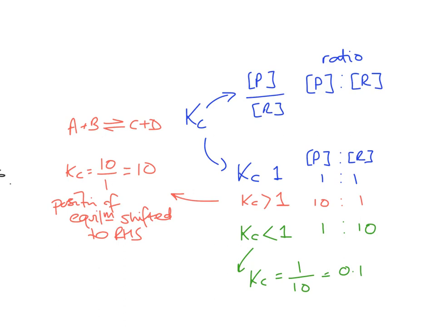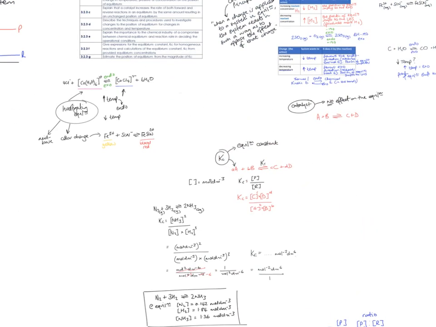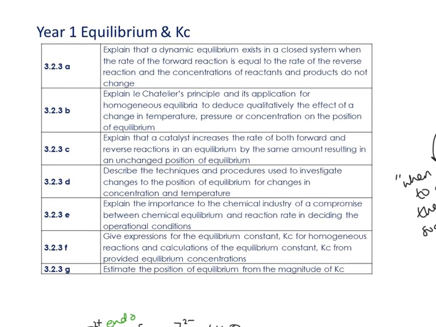And in this case, in our reaction A plus B going to C plus D, then the position of equilibrium has shifted to the left-hand side because we've got more reactants than we have products. So that concludes all of these specification points from the expressions of the equilibrium constant and the idea of estimating the position of equilibrium from the magnitude of Kc.